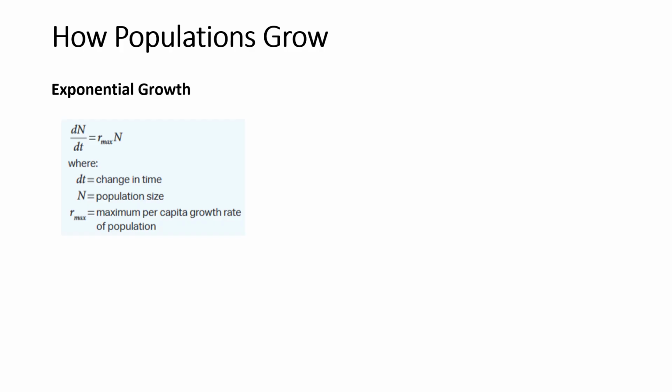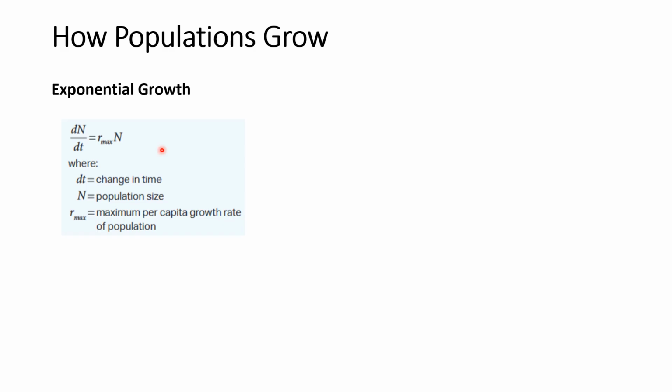We mentioned that we were going to change that population equation a little bit, and here you can see we've changed some. We still have the change in numbers over change in time, where N is population size. Now, r max has been introduced here. r max is the maximum per capita growth rate of the population, also known sometimes as the intrinsic growth rate. This is how fast the population is growing.